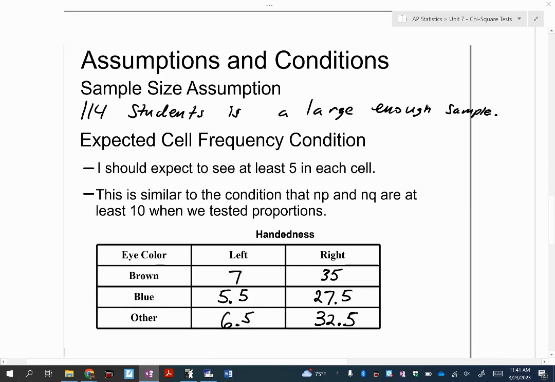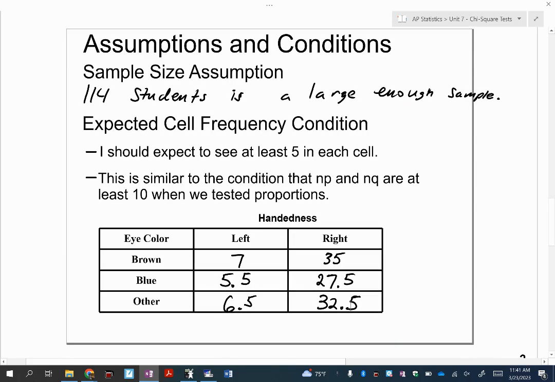Yes? Is this the only condition because it's tailored to the problem, or is it always in every problem that it has to be at least 5? For chi-squared, it's always going to be 5 or more for each cell. I put this little blurb here that we've done something similar called the success-failure condition back with proportions, and that the number was 10. And you might even take a course in college where your professor uses a different number. They might use 5, 10, 15. It's really up to the professor. Most people use the 5 and 10.